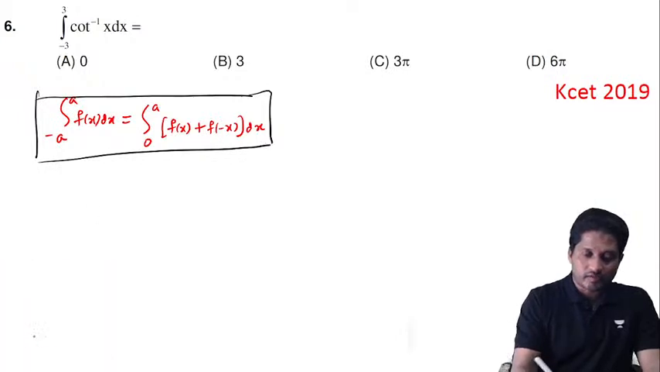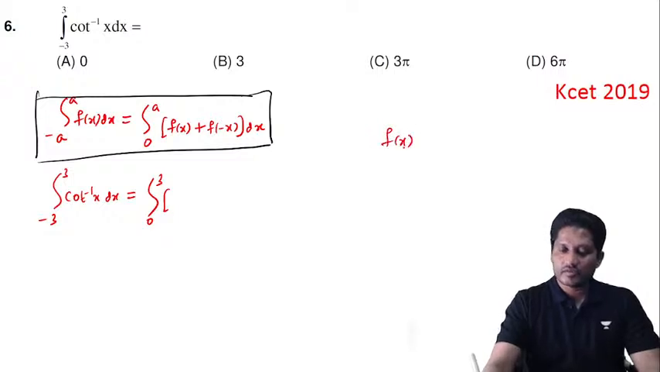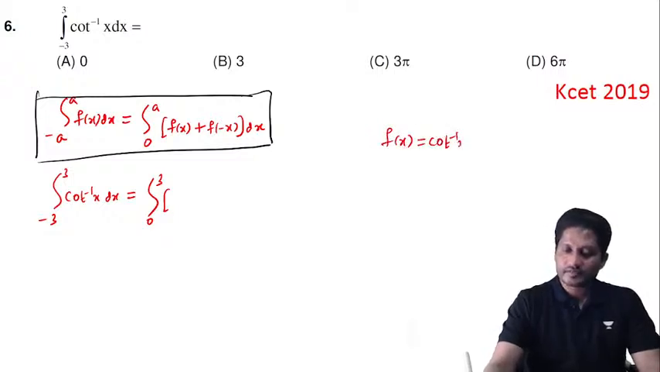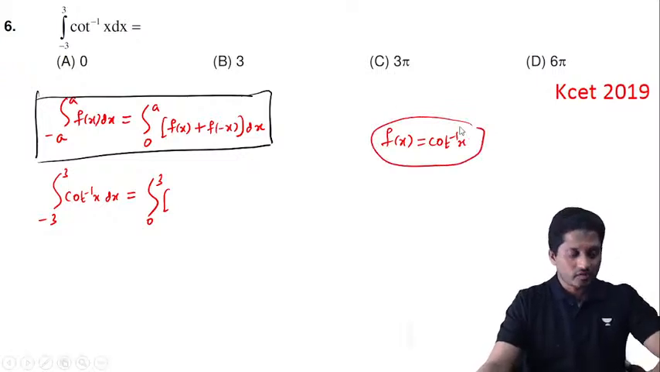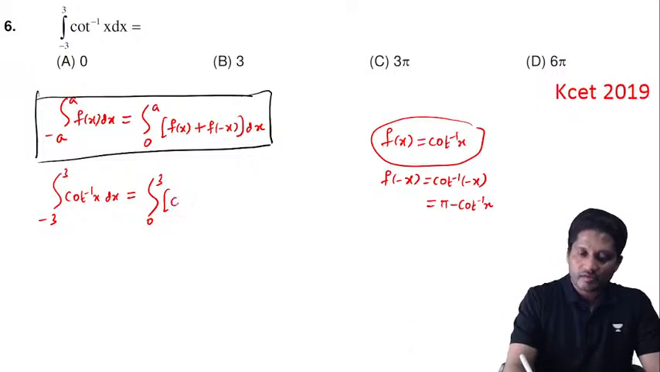Now this is equal to integration of minus 3 to plus 3 and then cot inverse of x dx, which is equal to integration of 0 to 3, where f of x is equal to cot inverse of x. If I take f of minus x, then this will be equal to cot inverse of minus x. Cot inverse of minus x will be equal to pi minus cot inverse of x. So f of x is cot inverse of x, and f of minus x will be equal to pi minus cot inverse of x.